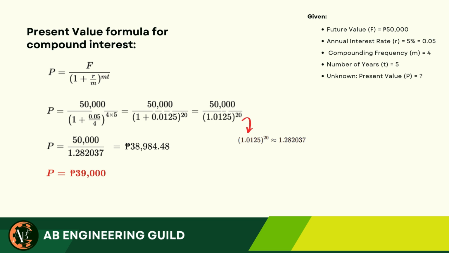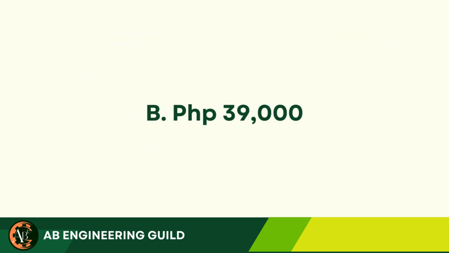The result is approximately 1.282037. Finally, 50,000 divided by 1.282037 equals approximately 38,984 pesos and 48 centavos. So, the farmer needs to deposit about 38,984 pesos and 48 centavos today. If he leaves that amount untouched, the power of compound interest will grow it to 50,000 pesos in 5 years. No additional deposits needed, just time and interest working together.